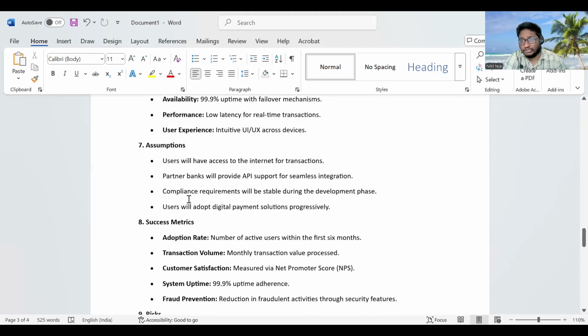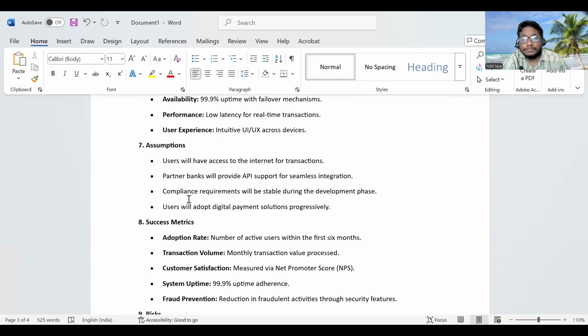Next, assumptions. We'll be assuming things and building the app, right? For example, users will have a stable internet connection for transactions. So we are assuming they will have a stable internet connection in order to make transactions. So that is the reason why we are building the app, right? So we are making some assumptions. Partner banks will provide API support for seamless integration, right? So these are the assumptions. We are building the app thinking that partner banks will provide us their API to integrate our app with their bank.